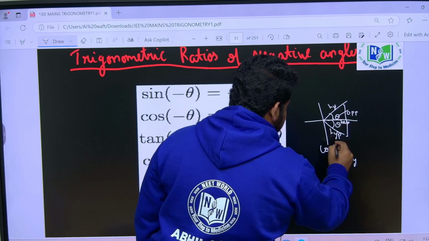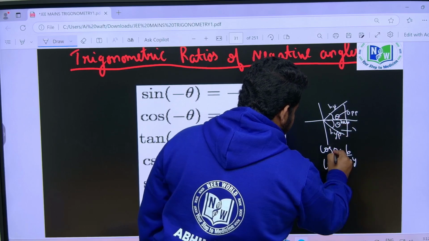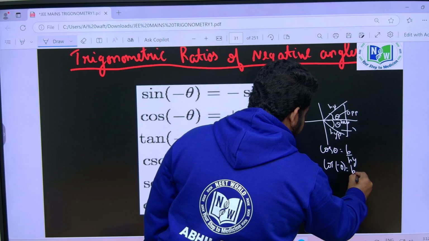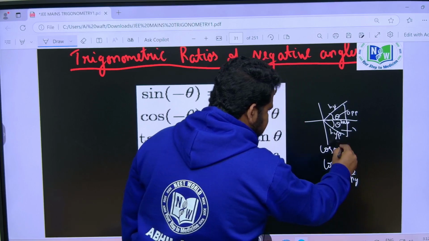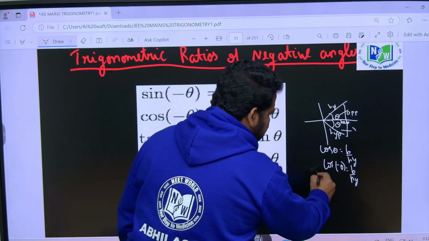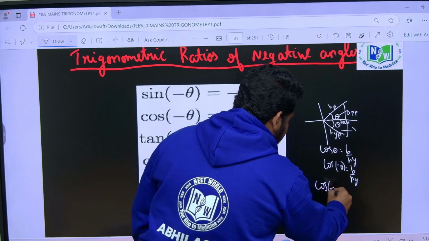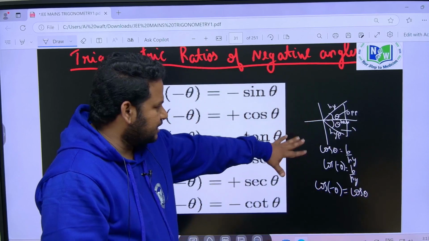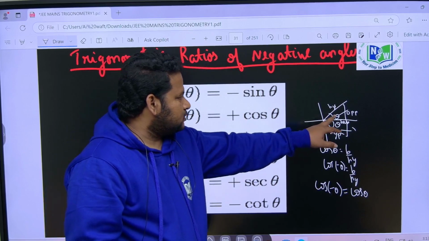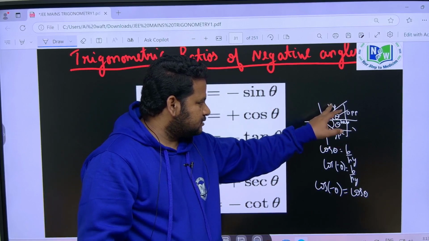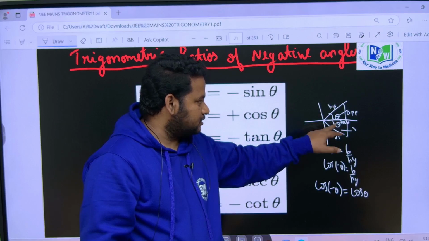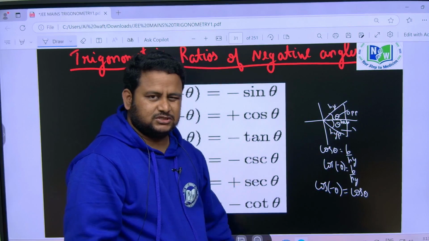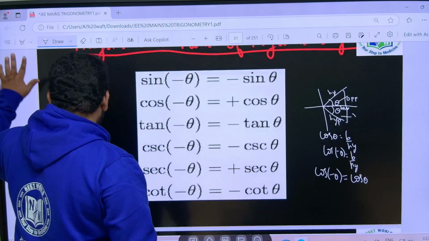Even if you talk about the negative value, cos of minus theta is equal to base by hypotenuse. In both ways it is base by hypotenuse. So cos of minus theta will be equal to cos theta. Anyway, this derivation is not required for you; I just showed how it comes. Above the axis it is base by hypotenuse, and below also base by hypotenuse, with minus theta. That's how you get cos of minus theta. You have to remember this.